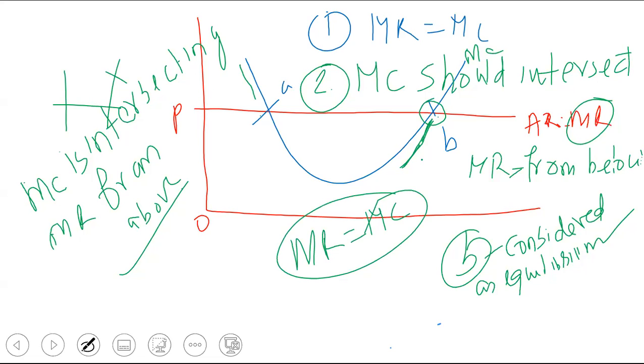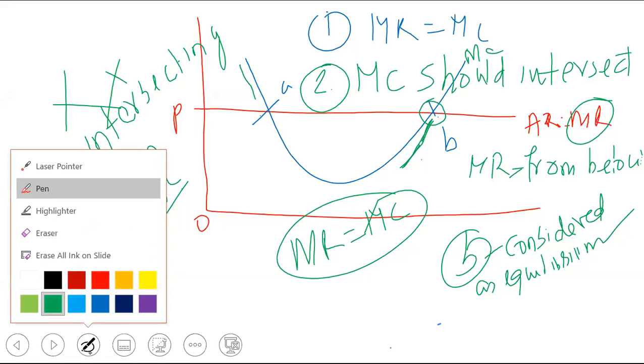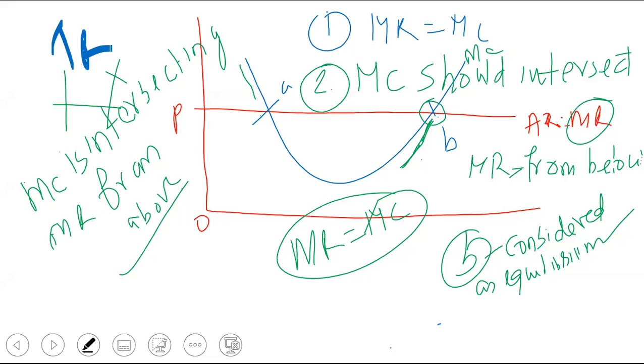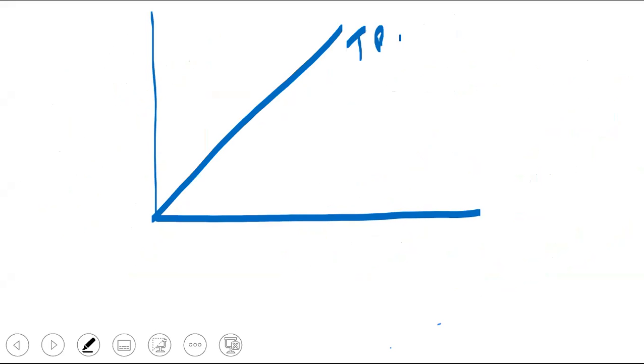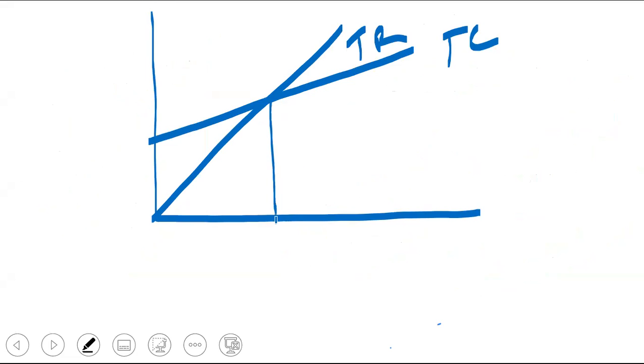we have studied two types of equilibrium. One is the TR-TC method. I am just using it. That is already over. I am rubbing this off. You don't have to draw that because it is already over. This is the TR. This is the TC method. TR-TC method. This is the equilibrium condition.